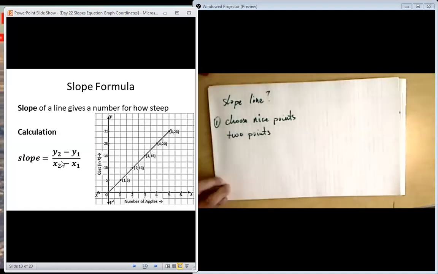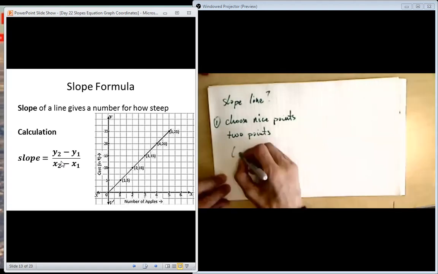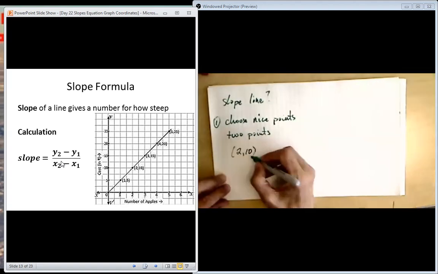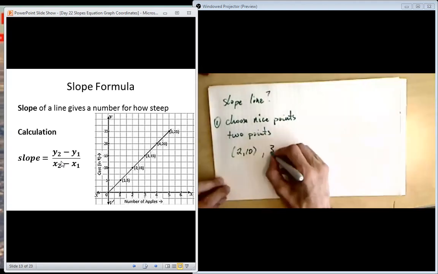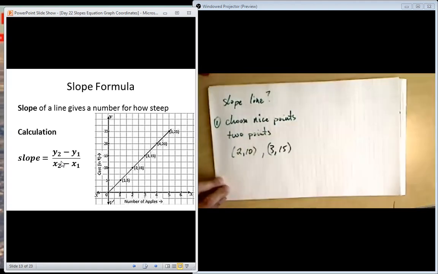Okay, I'll help you guys out. 1 and 5? Yeah, 2 and 10, if you look super close, is one of them. Yeah. 3 and 15 as well. Yeah, for sure 1 and 5 is there, but guess what? To calculate the slope, we just need 2 of them. Yeah? So we choose those 2.